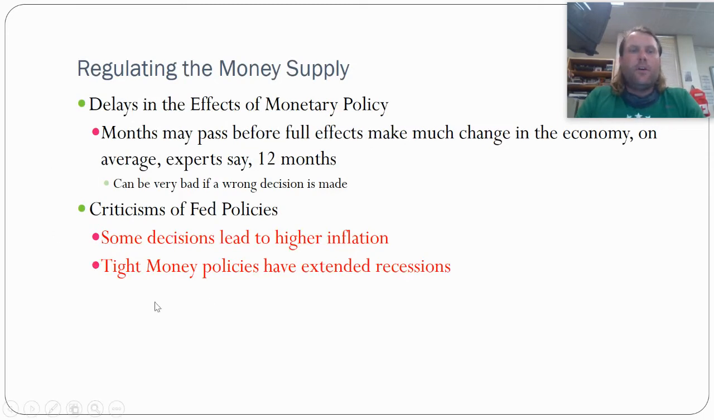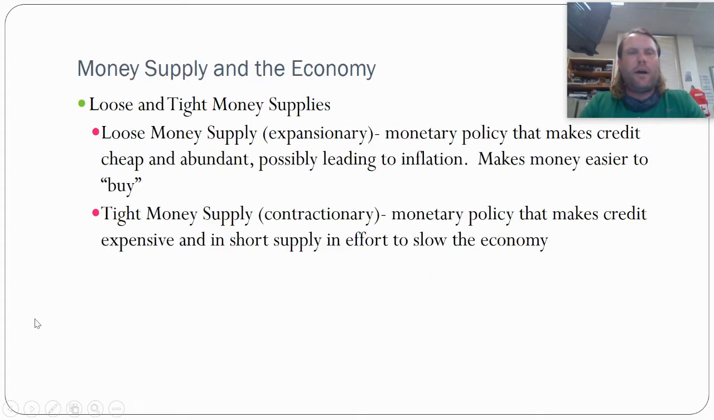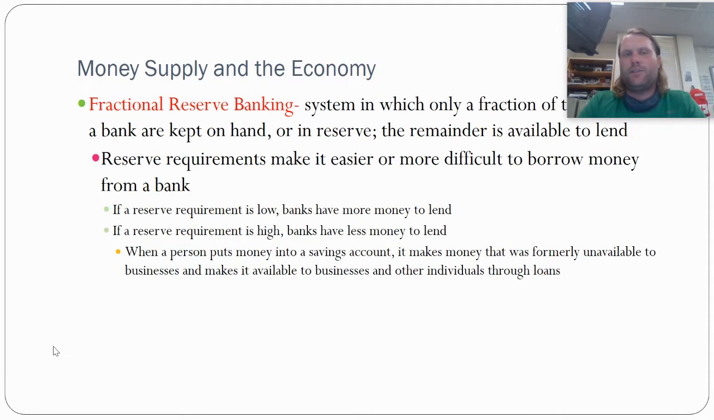Sometimes people think the Federal Reserve has a little bit too much power, especially since they haven't been around for the entirety of the United States, so they shouldn't necessarily be around. But there are going to be criticisms about everything. Quick review of words: loose money supply, tight money supply, expansionary for loose, contractionary for tight. Just a couple different words that they use to talk about the same thing.